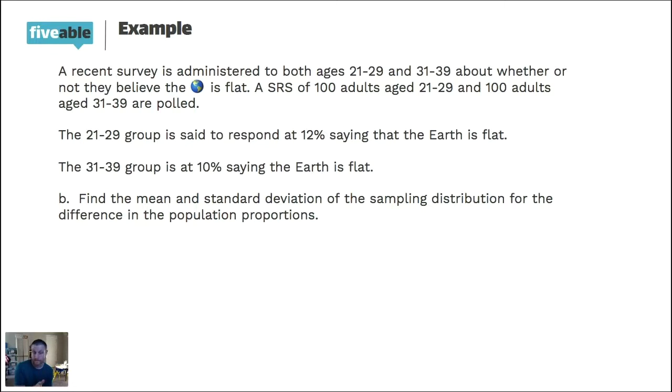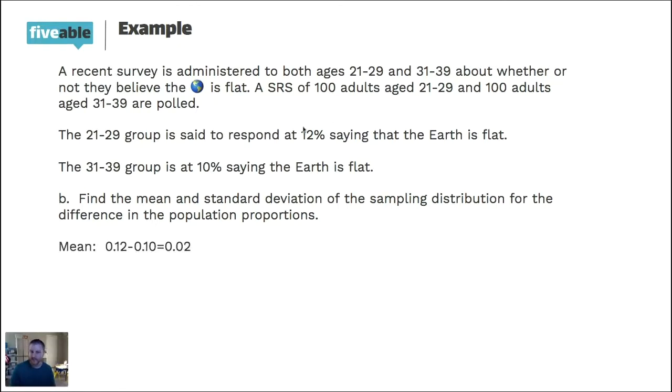Think, this is going in the center of your normal curve. That's going to be your mean. Thinking about it as a decimal for the x-axis as opposed to a percent just makes a little more sense, because we are going to have some that are negative. There is a chance that a sample from the 31 to 39 age group is actually higher than a sample from 21 to 29. So that is possible. Okay, so that is the mean, 0.02.